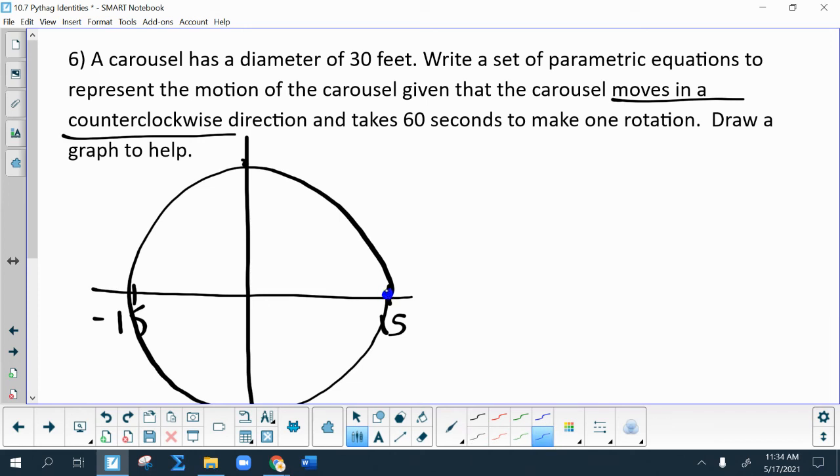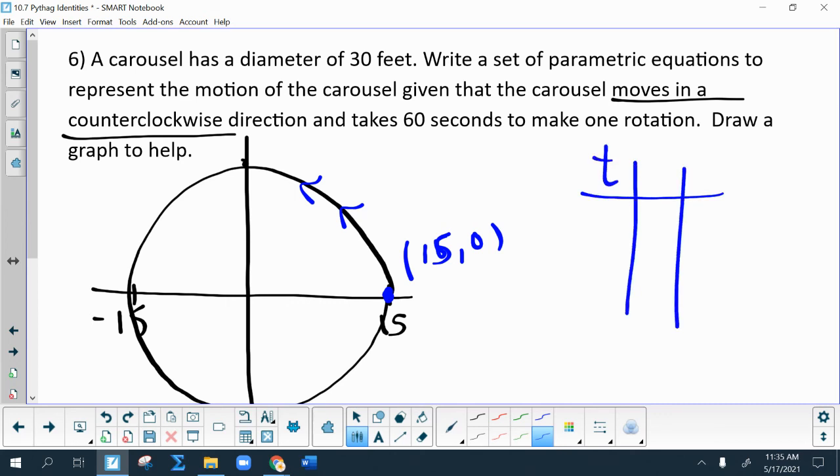So let's just say we're starting here at 15, 0, and we're going this direction. I'm even going to draw a quick little table of values. So at time 0, we're at 15, 0. If this is taking 60 seconds to make one rotation, over here at negative 15, 0 would be 30 seconds, which means at 15 seconds, we'd be up at 0, 15. Okay, so I've got a little bit of information to help me get started.